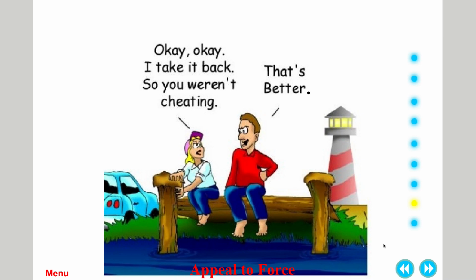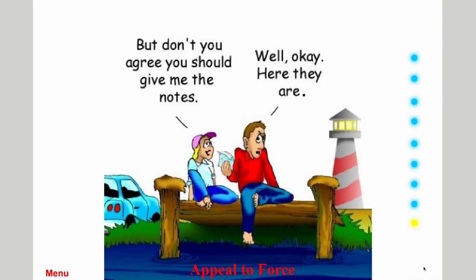So in some sense, they both are using appeals to force to get the other side to assent to their argument. One, he's making an argument not to provide the notes. She's trying to make the argument for him to provide class notes.